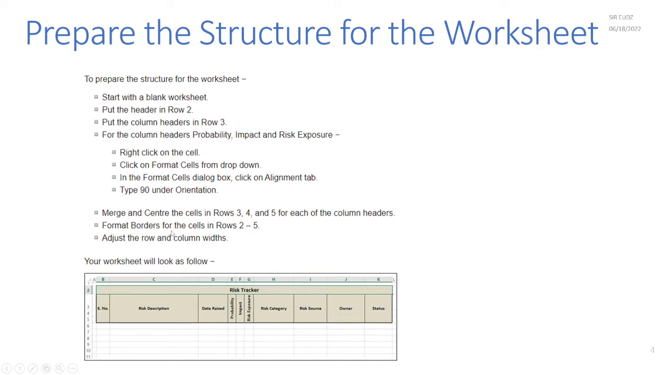Format borders for the cells in rows 2 to 5. So the borders. Adjust the row and column width. So your worksheet will look as follows.